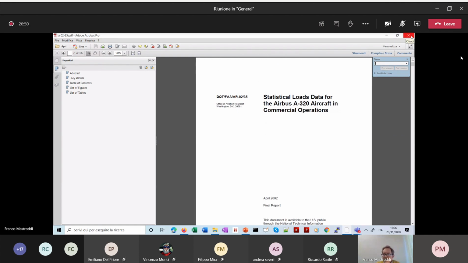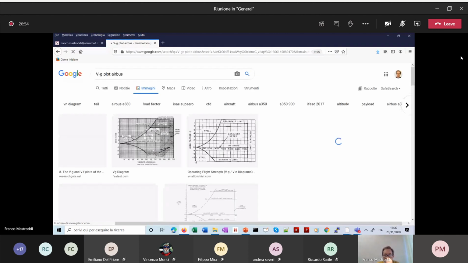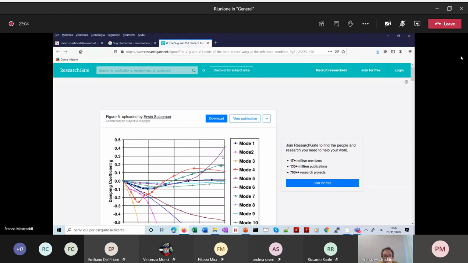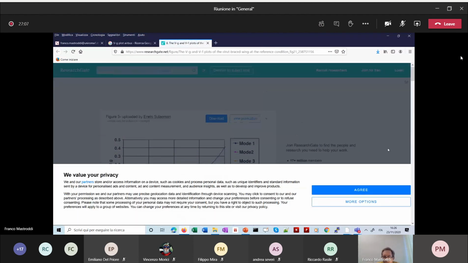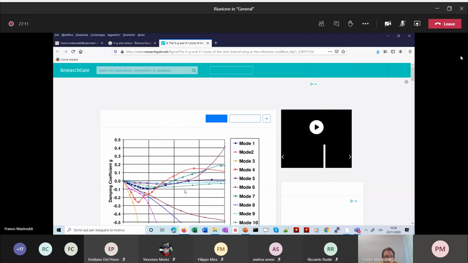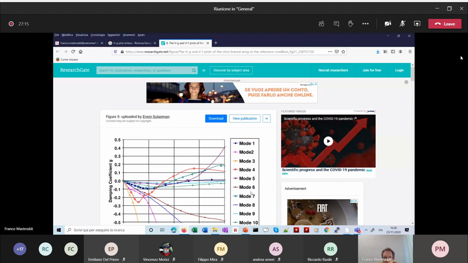And the standard presentation is something like this. Look, for example, we have this. This is a VG plot. You have the true high-speed in feet per second, for example, here, and you have the modes 1, 2, 3, 4, 5, 6.